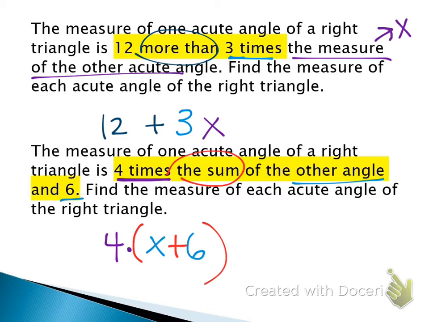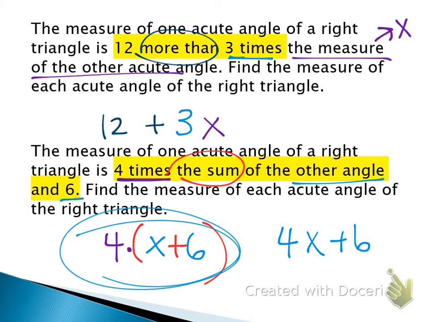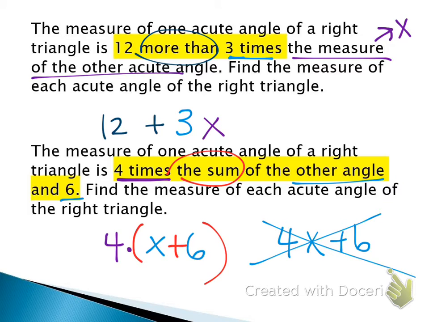Okay, so make sure when you see this 4 times the sum, this is different than this. Because what are we going to do on the correct way? We're going to distribute, and we won't get the same answer. It also might say times the difference. What is difference? Subtraction. So make sure you read. If it says 3 times the other angle, it's going to be 3x. If it says 3 times the sum, that's when you got those parentheses and that plus sign. You can flip when you're ready.